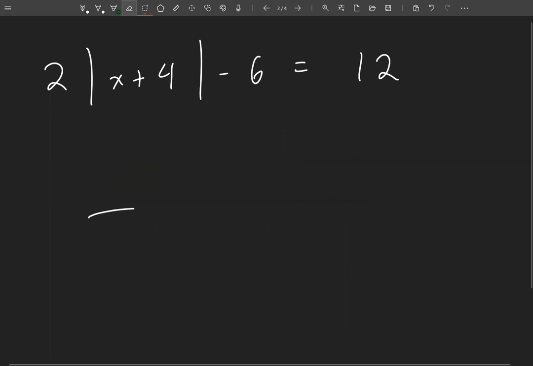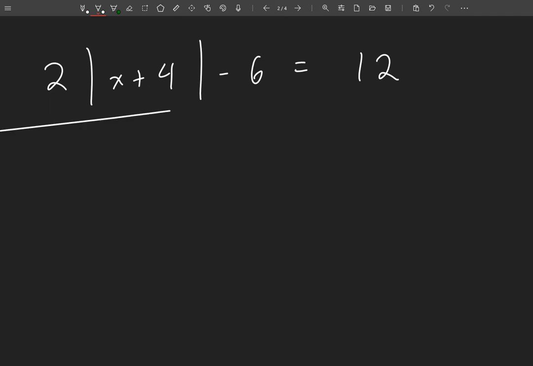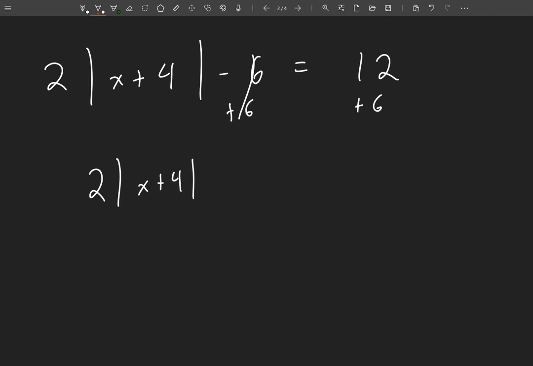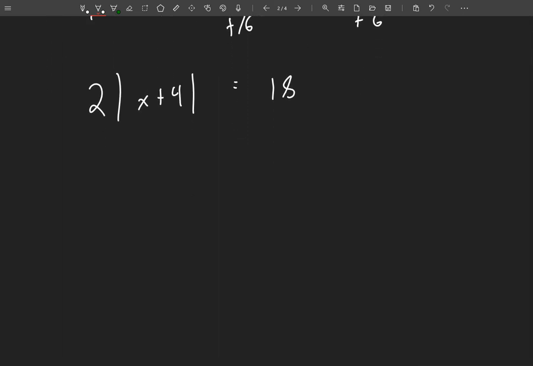All right, so this, get rid of that stuff. It's the same thing. Before you touch this thing, and before you mess with that too, you have to get rid of the 6. So let's add 6 to both sides. That's gone. I have 2 times the quantity X plus 4 equals, this is 18. All right. Now again, let's get rid of that thing in front. So I divide by 2, gone. X plus 4 equals 9.